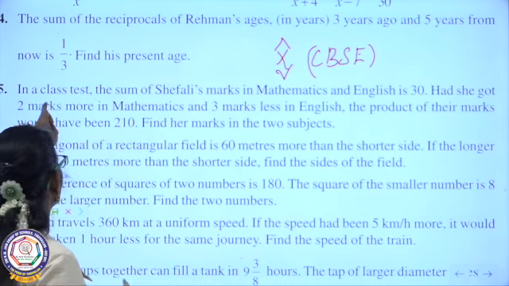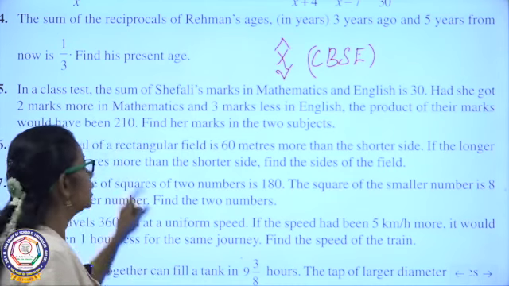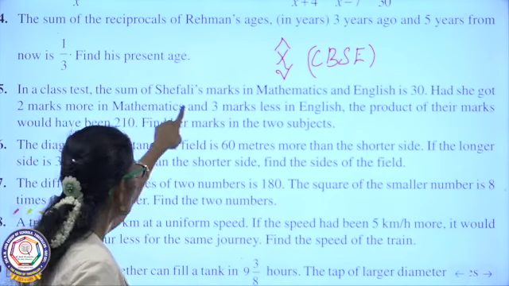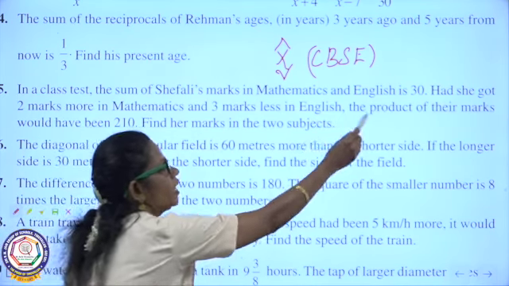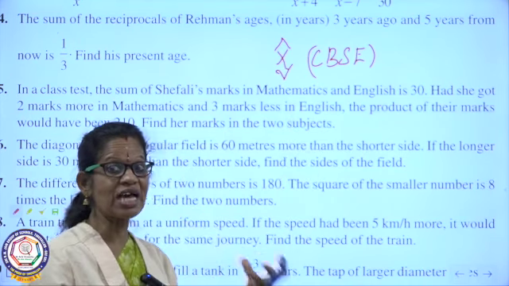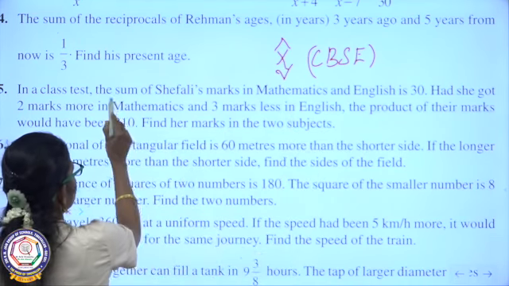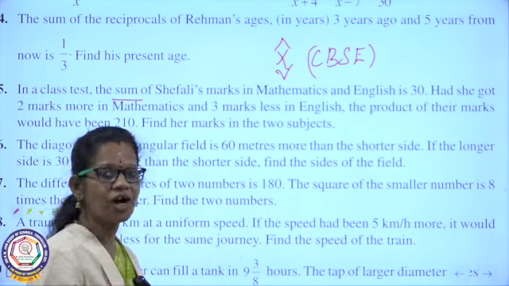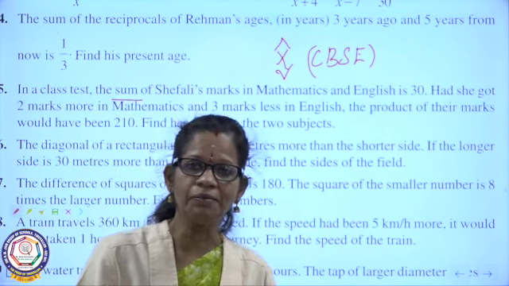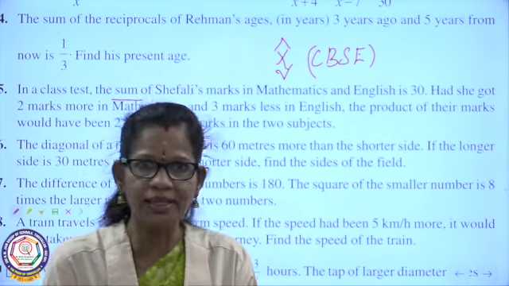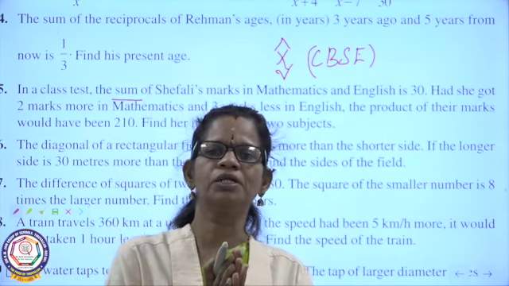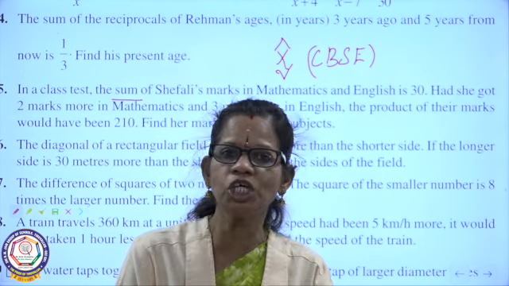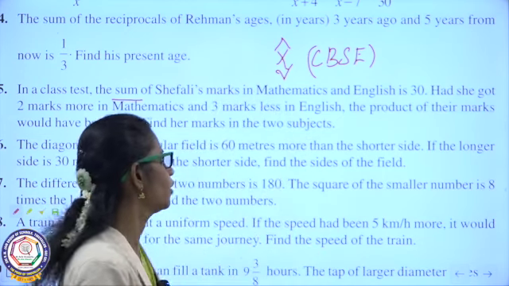See, in a class test, the sum of Shefali's marks in mathematics and English is 30. The word sum of Shefali's marks means mathematics and English together she got 30. The word sum is replaced by the basic operation, addition, right?